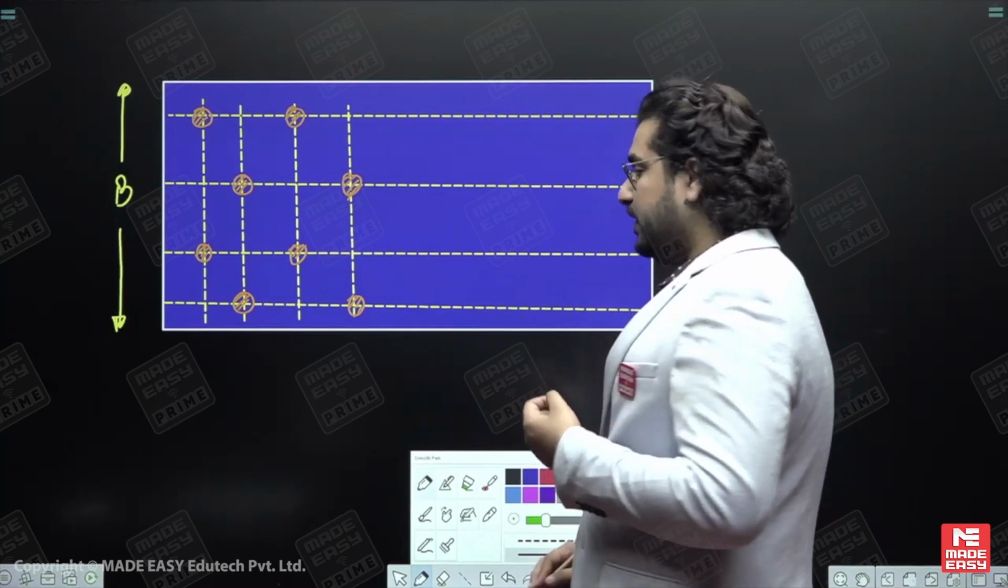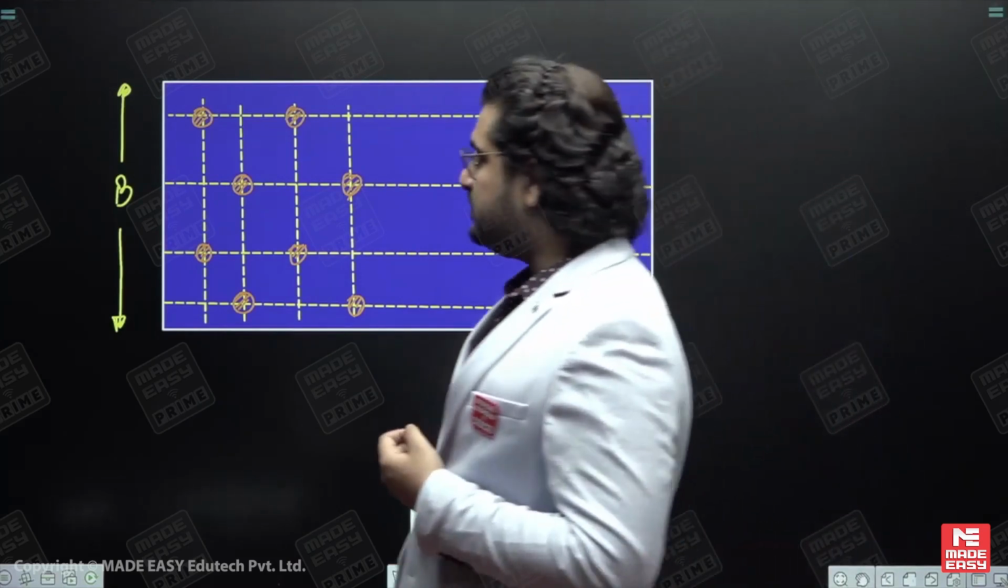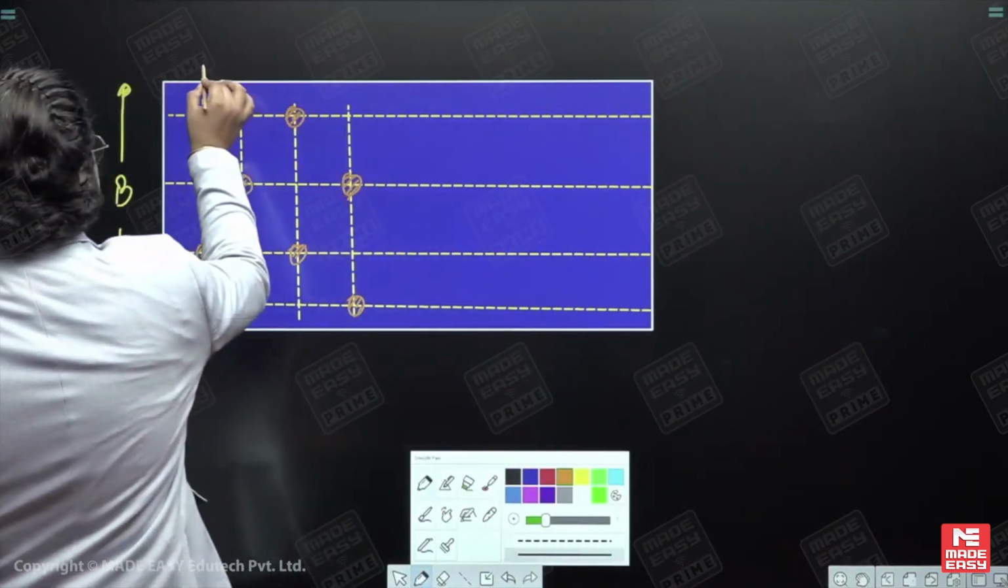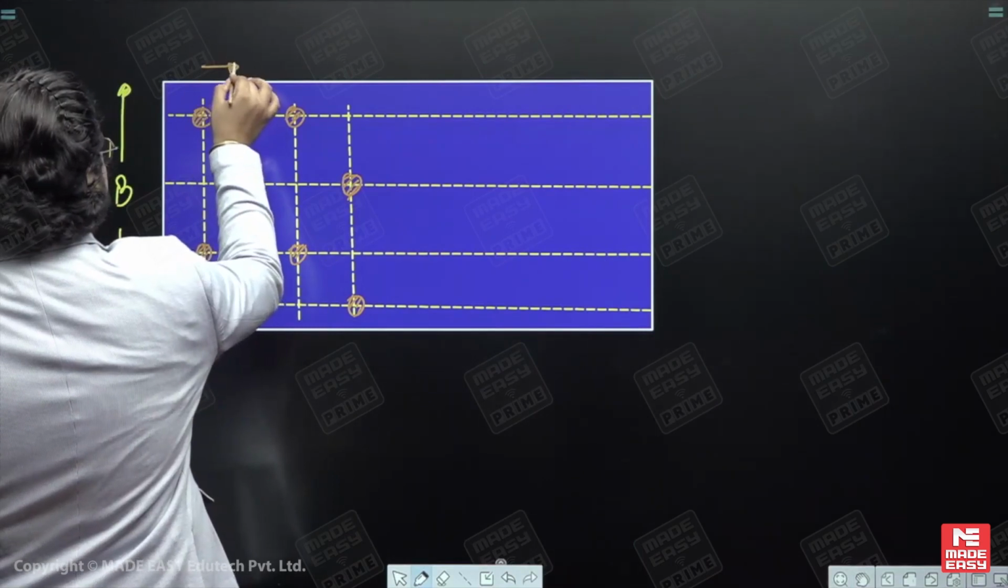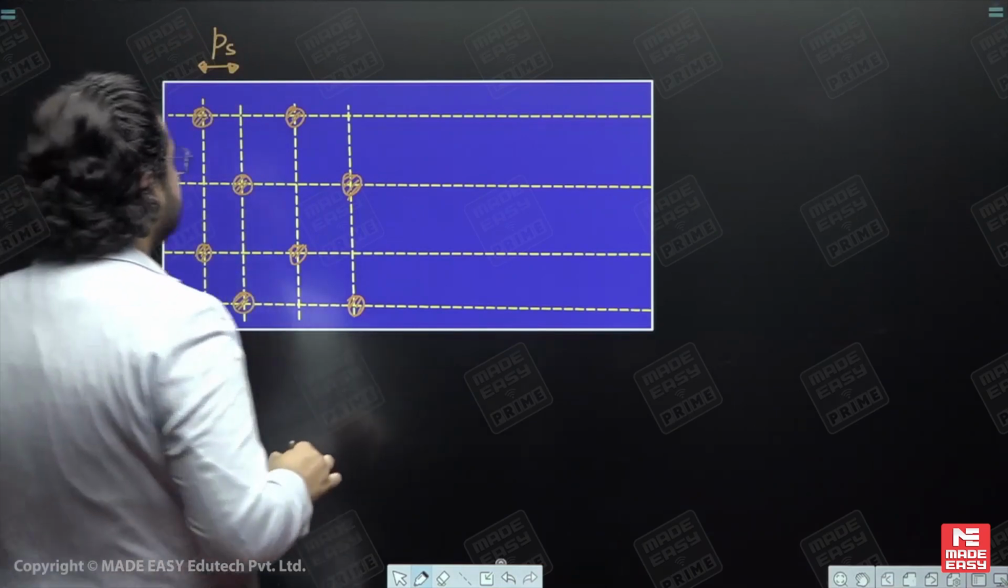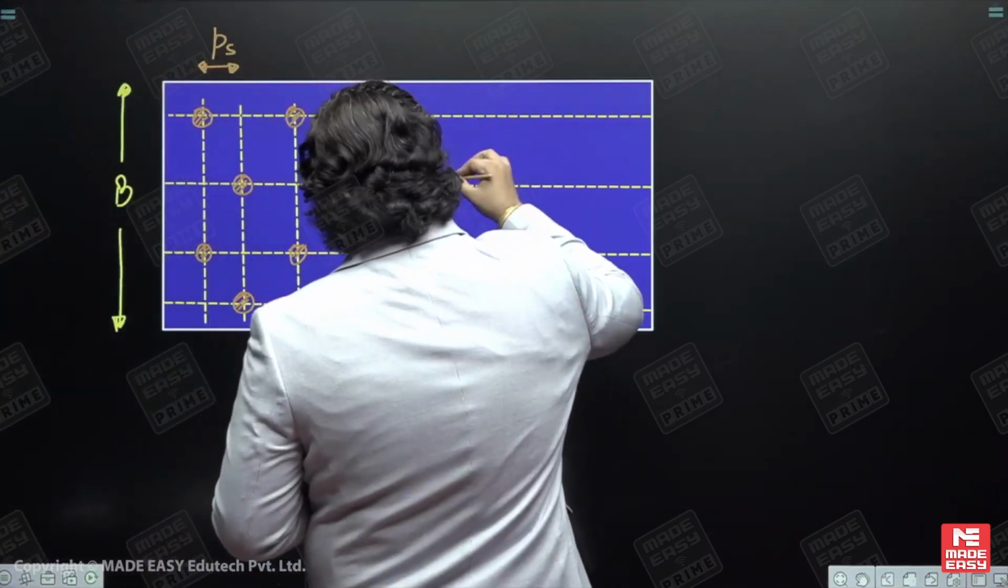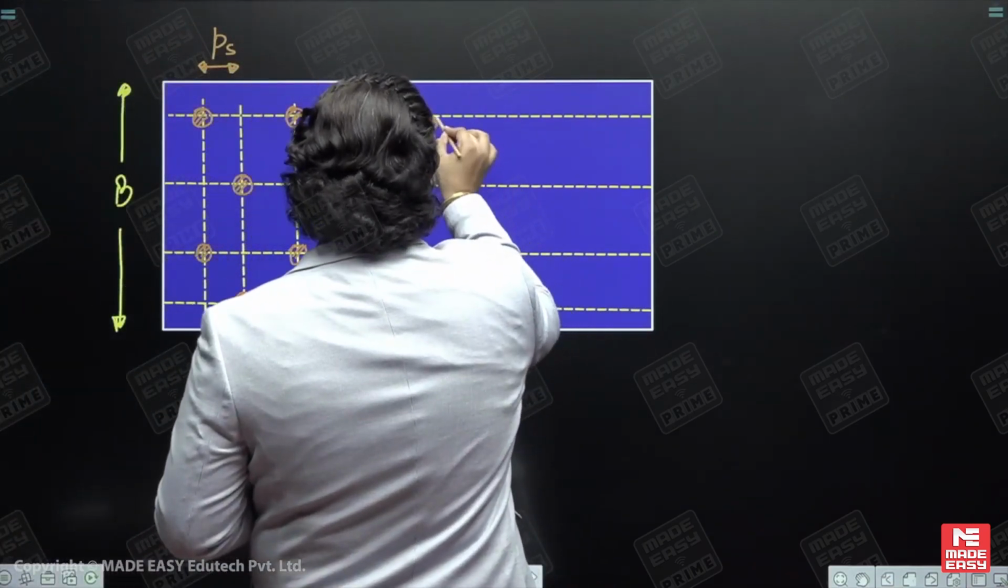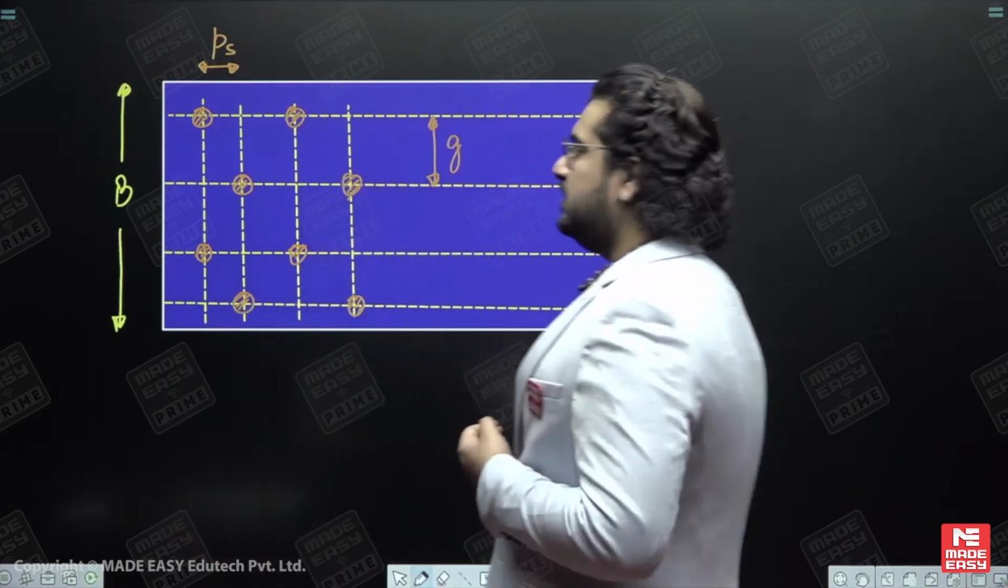My dear, we'll be requiring, very important, the pitch distance. What is the pitch distance? It is the center to center distance between the bolt holes measured in the direction of loading. As it is a staggered pattern, this is a staggered pitch. And what about this? My dear, this is what we call the gauge distance. Okay, this is the gauge distance.